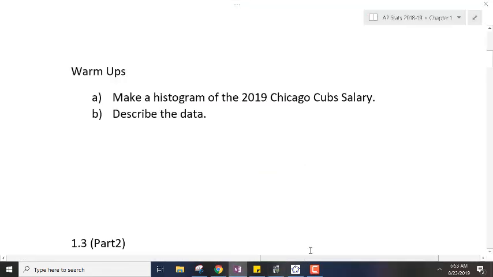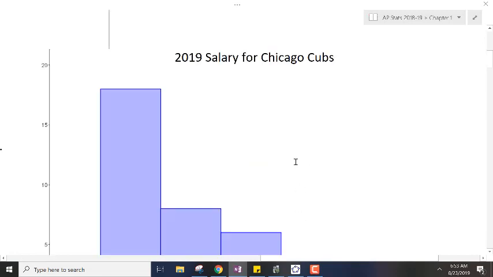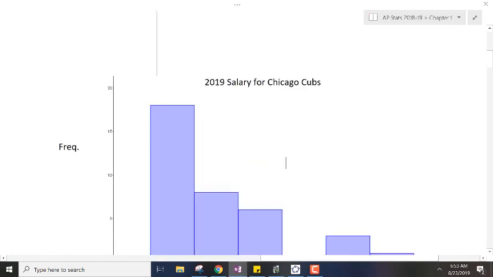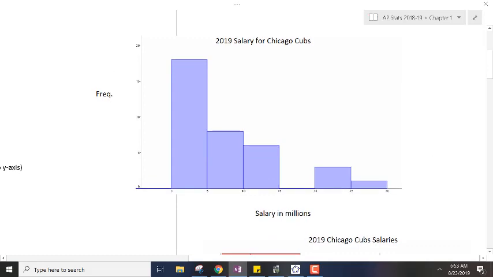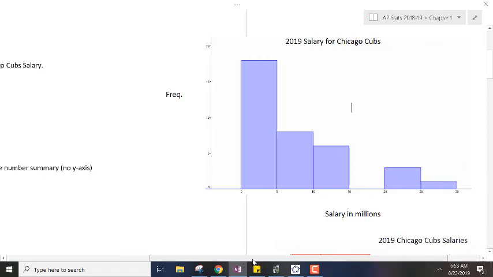But we do need labels. So give or take, this is what it should look like. 2019 salary for Chicago Cubs. Got to say what you're talking about, your title. On the left, we have the frequency. Could have done relative frequency. It looked the same. Doesn't really matter. And then the salary is on the x-axis by 5s. That's our histogram.